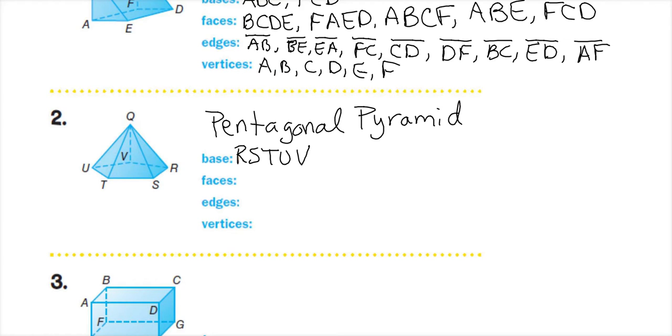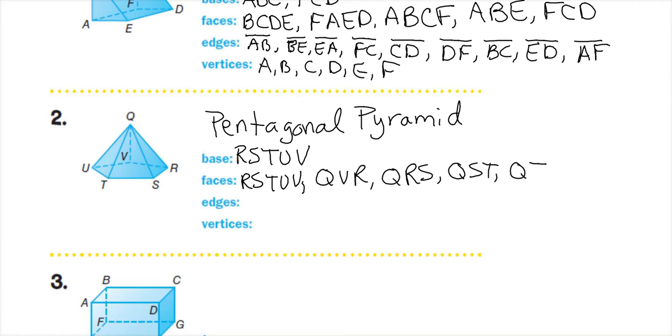Again, what I do is start at the front and then work my way around. Our faces are going to include the same as the base, so let's put that one down, RSTUV. And then let's start in the corner over there. We've got QVR, we've got QRS, we've got QST, we've got QTU, and we've got QUV.